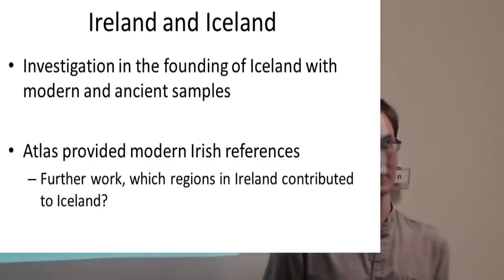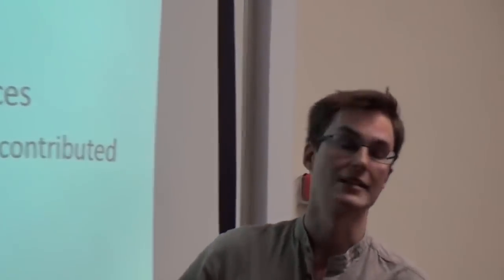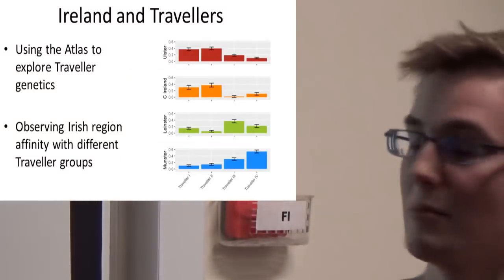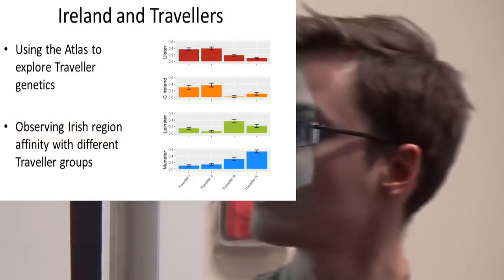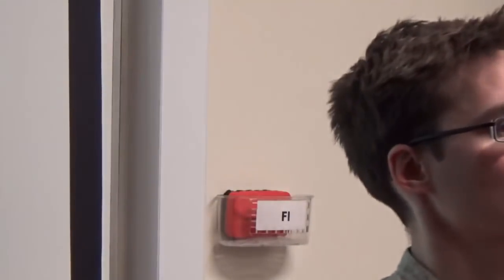There's only one continent between them. So, the Irish Atlas was used in an investigation that looked into the founding of Iceland using modern source populations as well as ancient Icelandics. Can't show you any data because it's not published yet. And so we provided the modern Irish references. But what was interesting for the further work that we might be doing in the future is which regions in Ireland went over to Iceland? Was it from any region in Ireland, or were they from specific regions of Ireland? So that's what we're going to be having a look at.